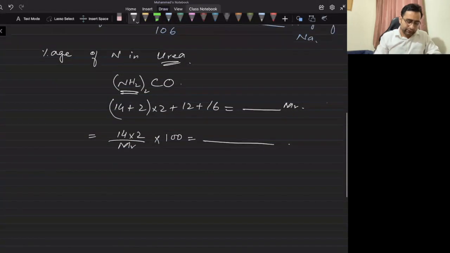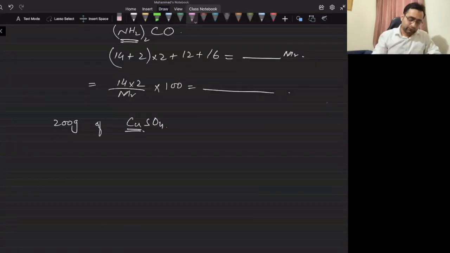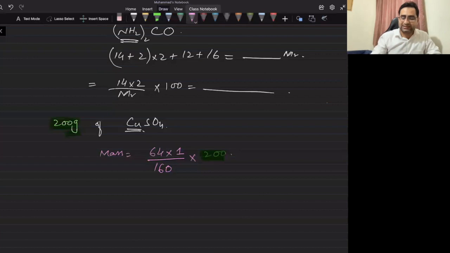For example, there is 200 grams of copper sulfate. How can we find out the mass of copper in 200 grams of copper sulfate? You will use this formula. Mass composition is equal to AR of copper, which is 64, number of atoms, 1, over MR 160, multiplied by 200. Now here you can see, instead of 100, we are multiplying with the given mass, which is 200. So this is the mass in grams of copper in 200 grams of copper sulfate. So this formula is used to find out percentage composition.